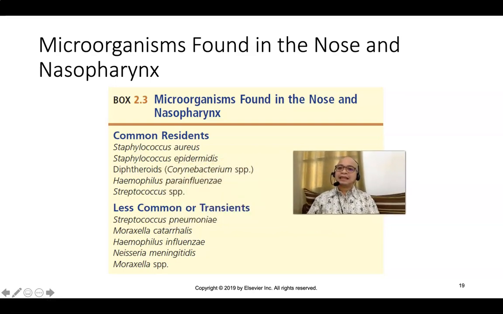So these are the microorganisms found in the nose and nasopharynx. So common residents include Staphylococcus aureus, Staphylococcus epidermidis, diphtheroids or the small Corynebacterium, Haemophilus parainfluenzae, Streptococcus species. So the less common or the transient microorganisms are Streptococcus pneumoniae, which could also be pathogenic. Okay, Moraxella catarrhalis, Haemophilus influenzae, Neisseria meningitidis, and Moraxella species.